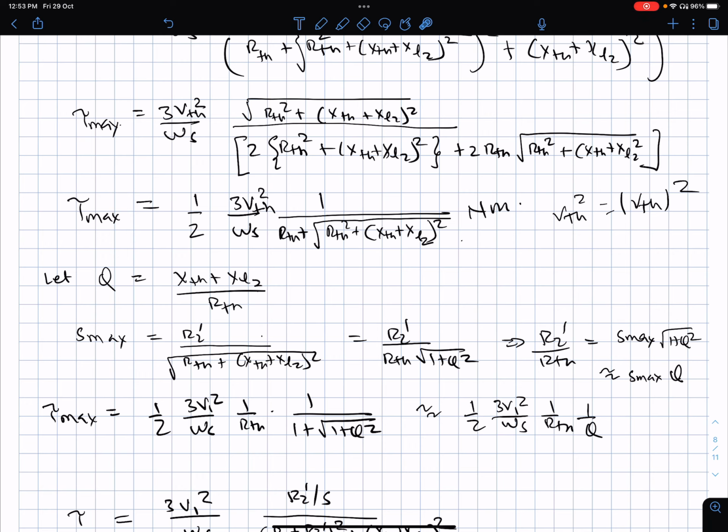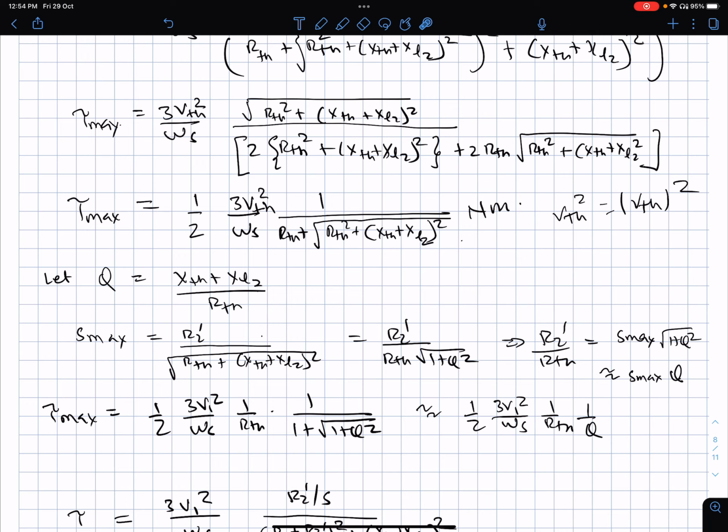And this one is very straightforward. This one you can easily remember. It's half of 3V Thevenin square by omega s. And if you are not doing an exact calculation, sometimes you can write V Thevenin itself as V1 square, and then this one is R Thevenin plus under root of R Thevenin square plus Xm plus XL2 whole square.